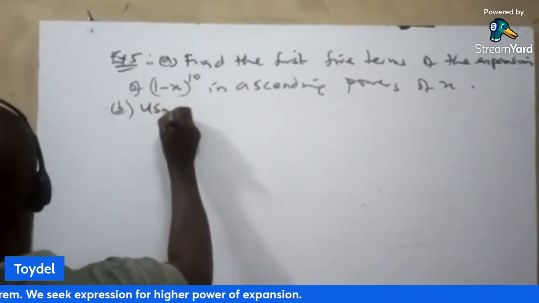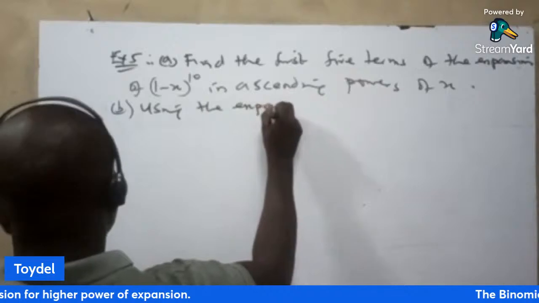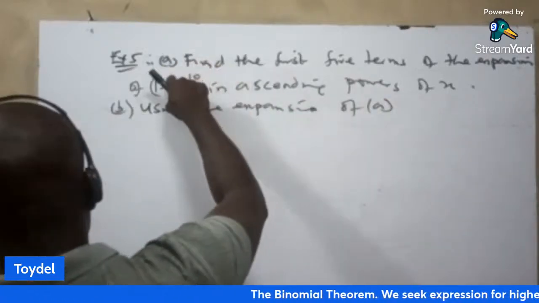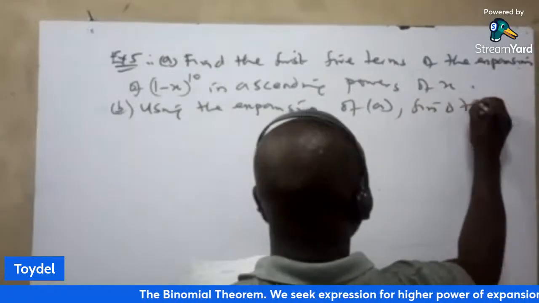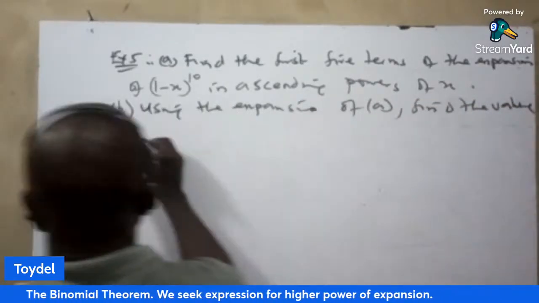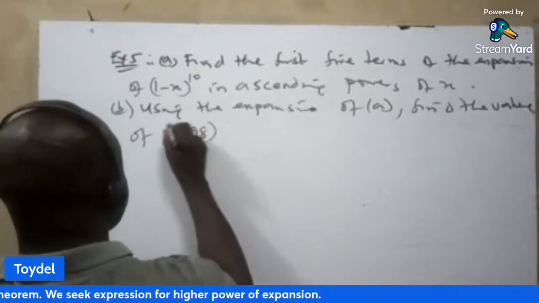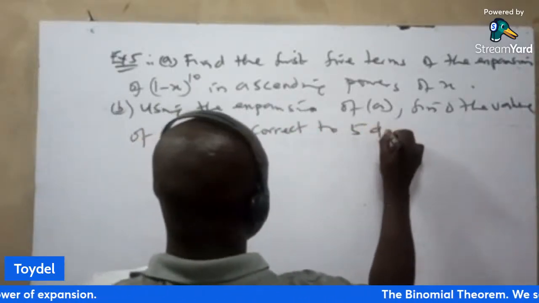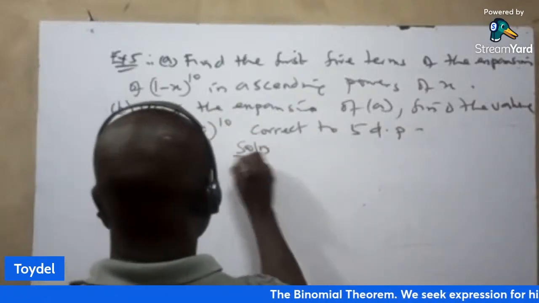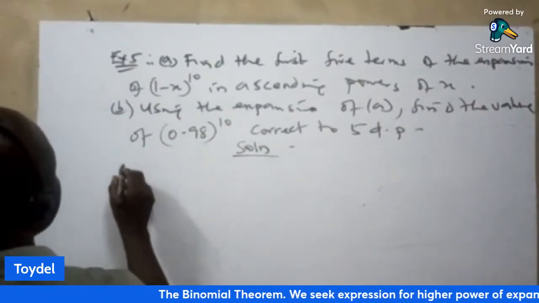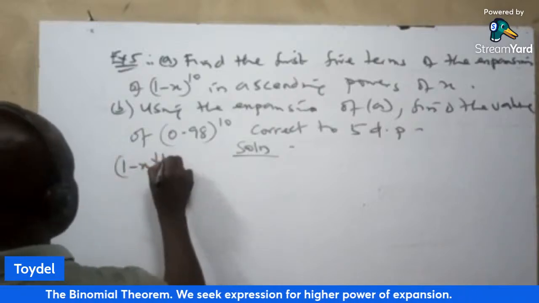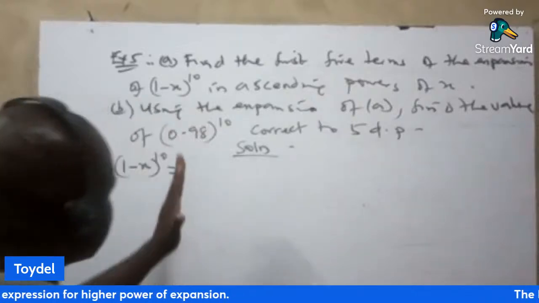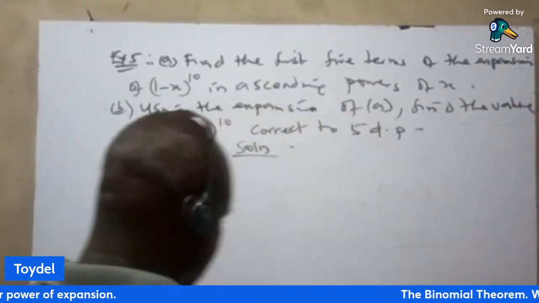Then the second question says, using the expansion of A, that is whatever expansion that we got here, find the value of 0.98 raised to power 10 correct to 5 decimal places. So solution. What are we given? (1 minus x) raised to power of 10. From the question, we have to find the first 5 terms. That simply means I will only find the first 5, then I will truncate the expansion.